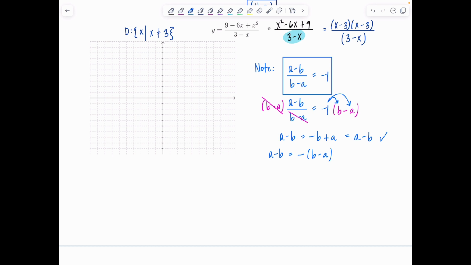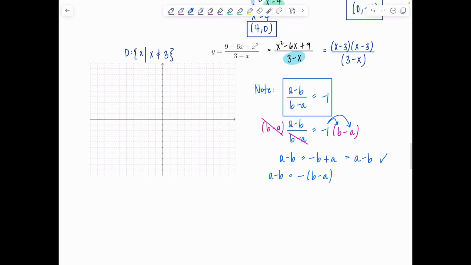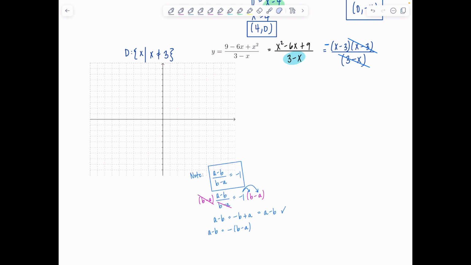Well, why is this helpful? Because what we can do is we can actually cancel out x minus 3 and 3 minus x, but remember that gives us -1, so just add a minus sign in front of your function. Okay, let me get this out of the way so I can just keep simplifying over here.